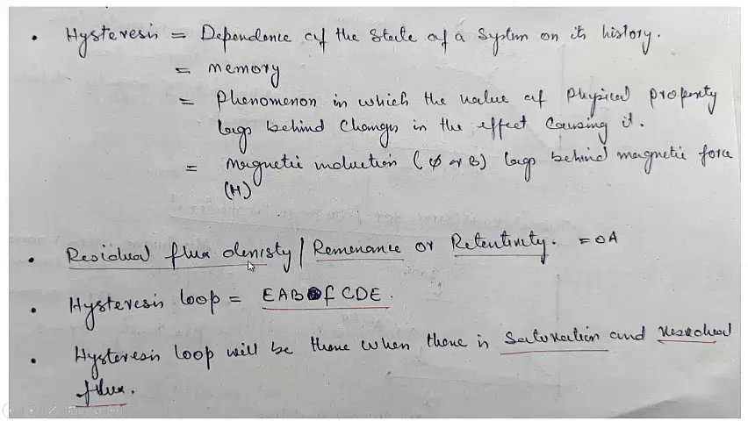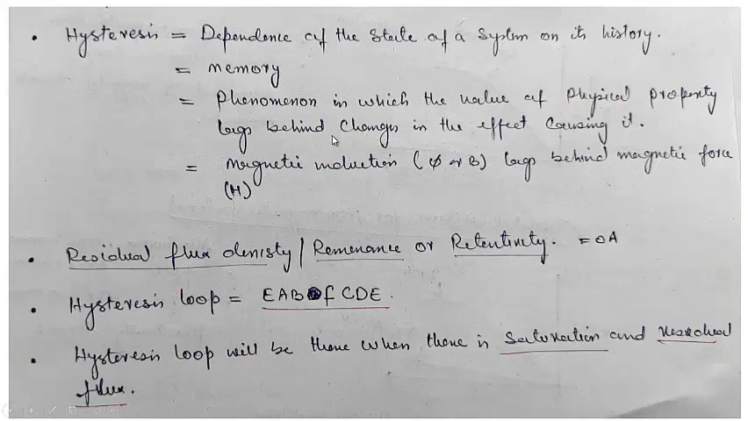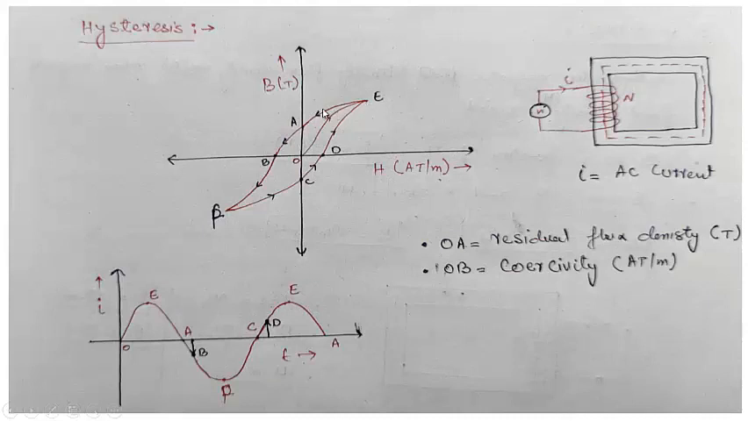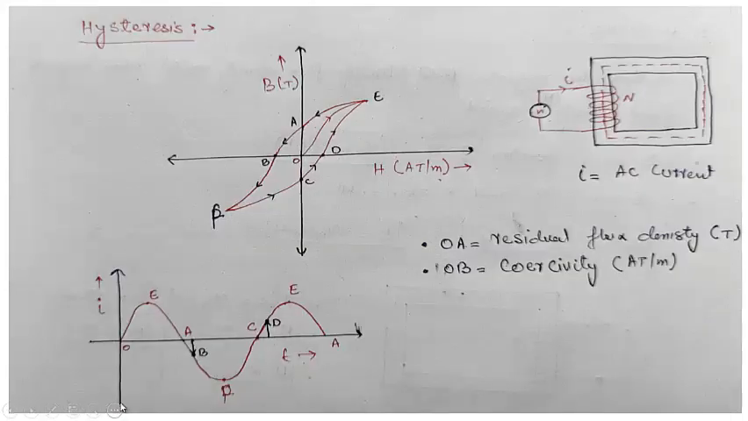Residual flux density, or remanence, or retentivity, in this curve is known as OA or OC. The hysteresis loop is EABFCDE. It is the hysteresis loop. The hysteresis loop will be there when there is saturation and residual flux. So these two are important to make this loop.